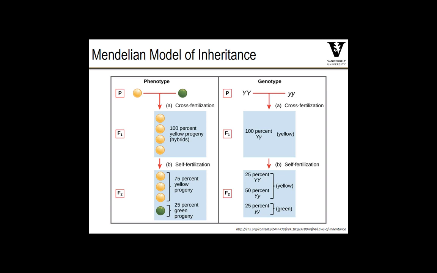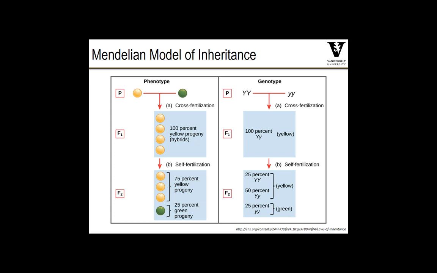Now, when you cross these together, 25% of the time you end up with a Y and a Y. 50% of the time, you end up with a Y and a lowercase y, a yellow and a green. And 25% of the time, you end up with a y and a y. Green is only going to show up in the phenotype when there's not a dominant allele present. Does that make sense?